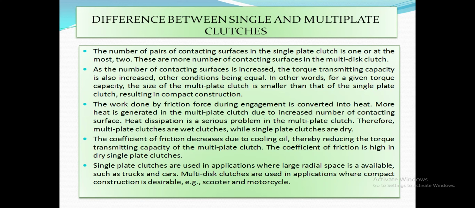The work done by friction force during engagement is converted into heat. More heat is generated in the multiplate clutch due to the increased number of contacting surfaces. Heat dissipation is a serious problem in the multiplate clutch. Therefore, multiplate clutches are wet clutches while single plate clutches are dry. The coefficient of friction decreases due to cooling oil, thereby reducing the torque transmitting capacity of the multiplate clutch. The coefficient of friction is high in dry single plate clutches.